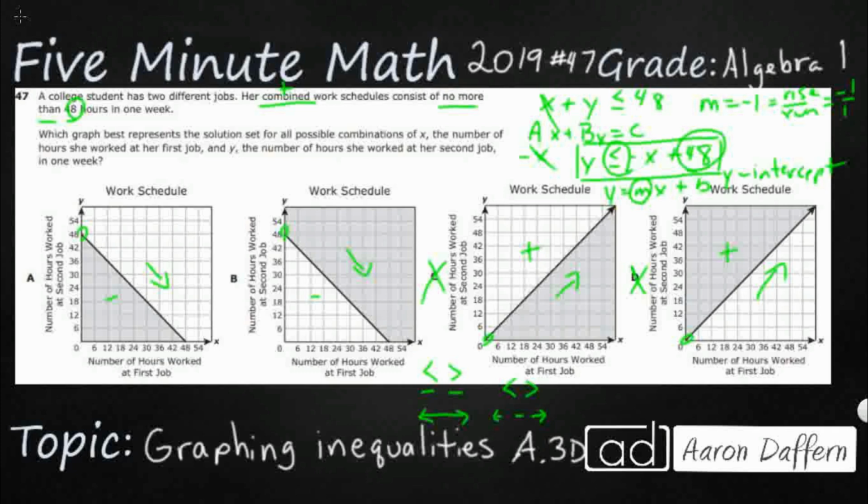When we're dealing with shading, though, shading is a little bit different. When it's less than or equal to or less than, you are going to shade below the line. Less means below. And when you are looking at greater than or equal to or greater than, you're going to shade above the line, because greater means above or more. I have a less than or equal to, which means I need to shade below the line. So my answer is A.